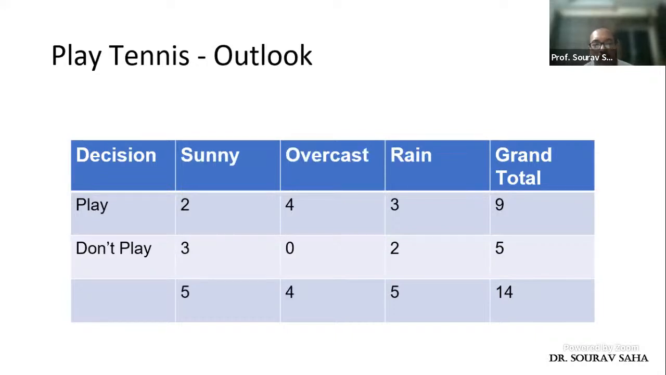In the previous case where we talked about the outlook, if the outlook is overcast, you see my decision is completely homogeneous. There are no instances of don't play. All of them are saying go out and play, right? So if I divide my data in such a way that some cases move towards the overcast, I can conquer that particular data point, because I know for overcast it is always play, right?